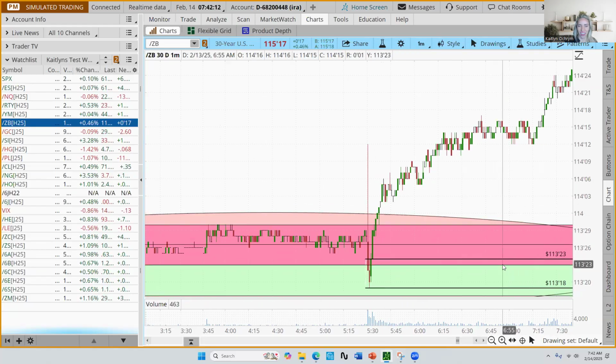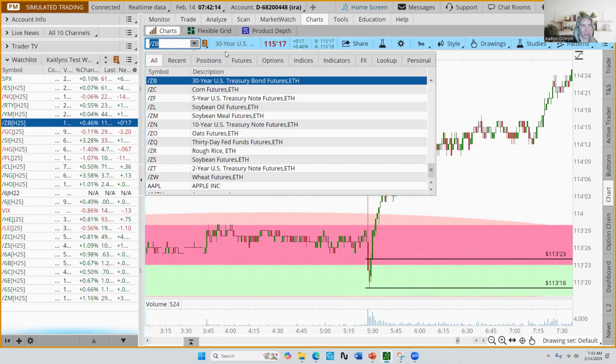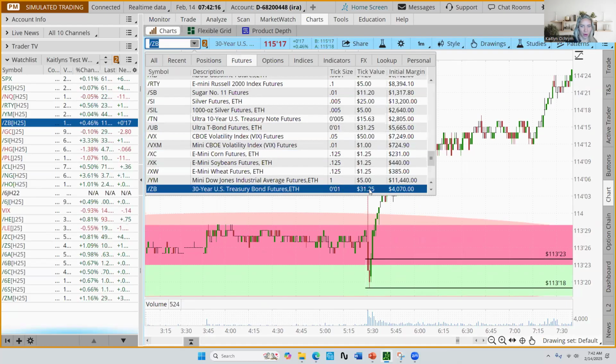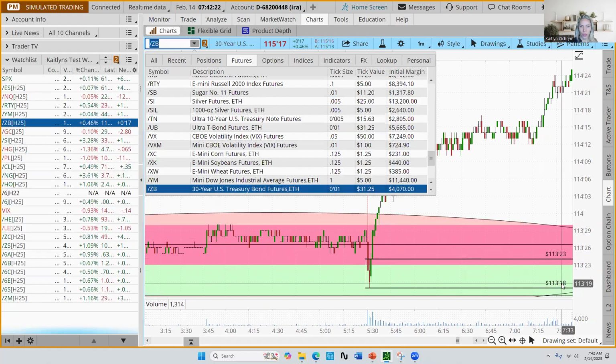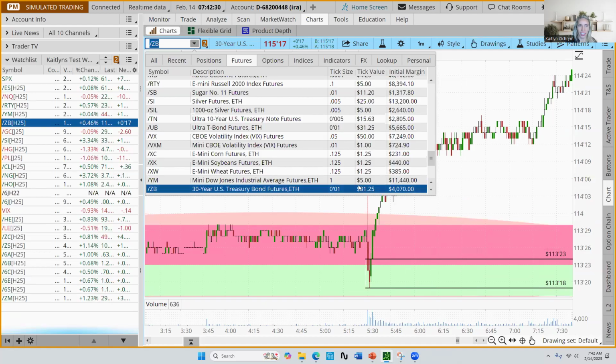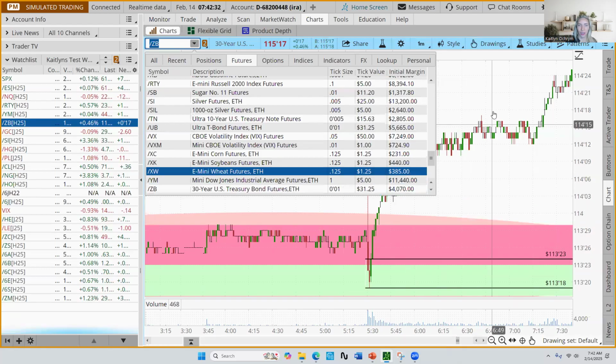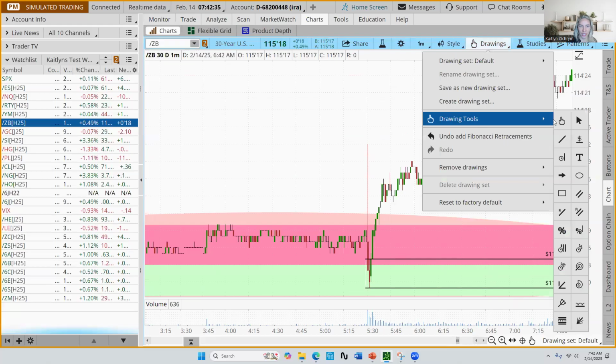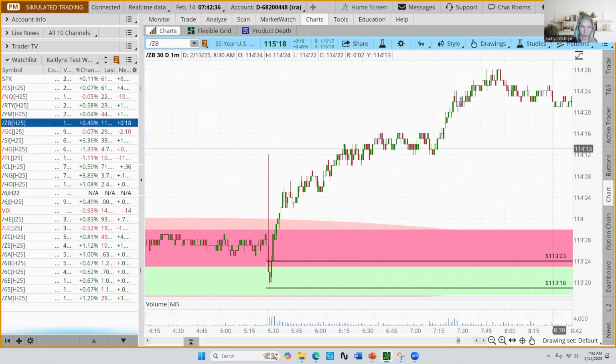Yeah, great job, Mark. So each tick on bonds is 31.25. So if you say each tick is about $30, 113.18 to 113.23, you go from 18 to 19, 20, 21, 22, 23. That's going to be 5 ticks. $30 per tick, around $150 worth of risk. So not too bad. That's kind of where I like to keep it, around 100 to 150.